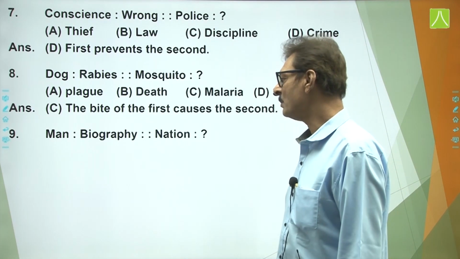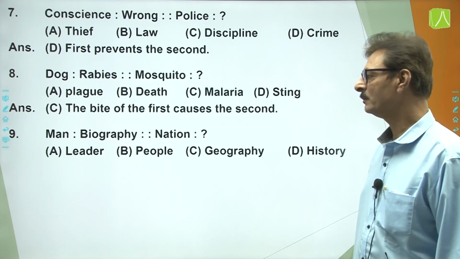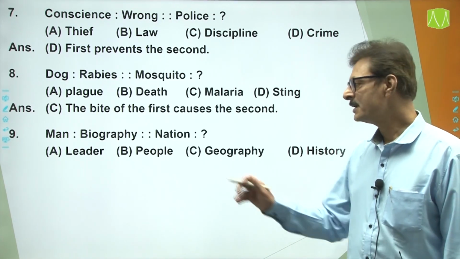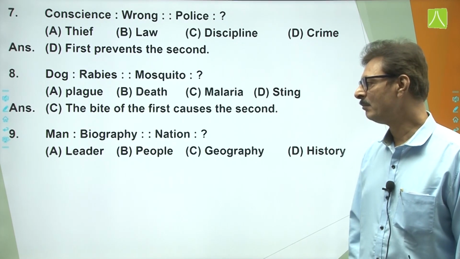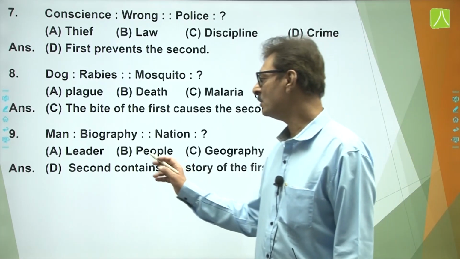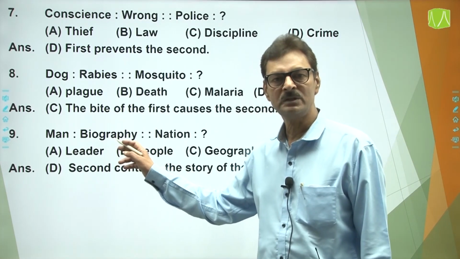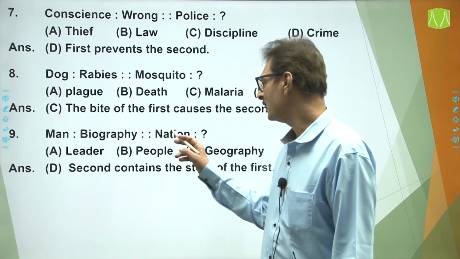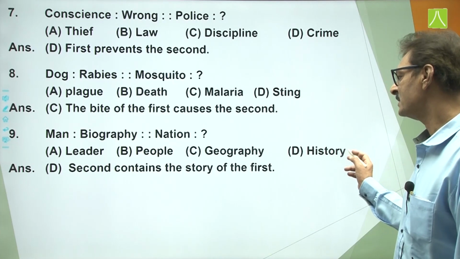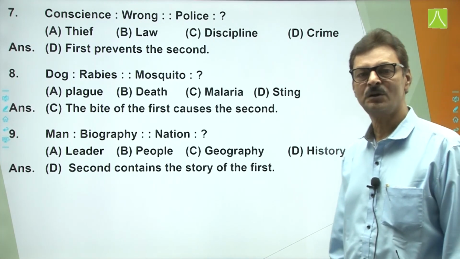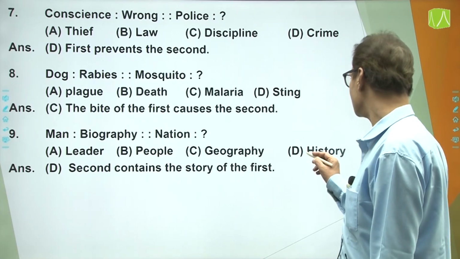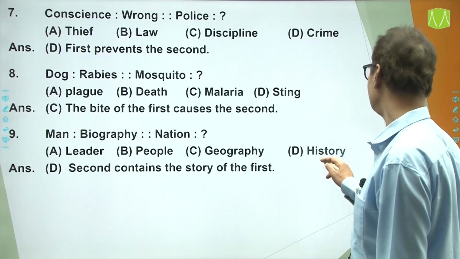Next, man is to biography. Similarly, nation is to what? Leader, people, geography or history. Kya relationship hai between man and biography? The correct answer is option number D, because the second consists the story of the first. What is biography? Biography is a story of a man, and the story about the nation is the history, uska itihas. So second contains the story or the details of the first one. So nation ka sahi answer rahega option number D, that is history.